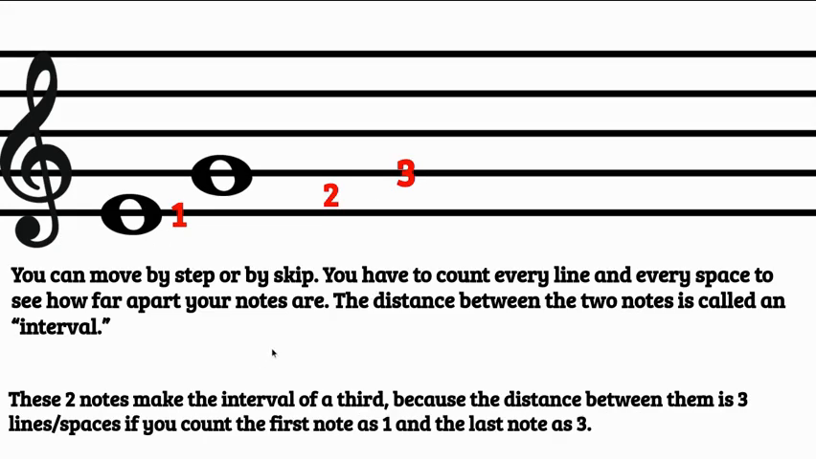You can move by step or you can move by skip. A lot of music moves by skip, so it's important to know how to count those skips. How far apart two notes are is called an interval in music. So this is the interval of a third. We count by counting wherever this is. This is on a line, so that line counts as one. This space is two, and this one is on that line, so that is three. This is the interval of a third because they are three notes apart. 1, 2, 3.